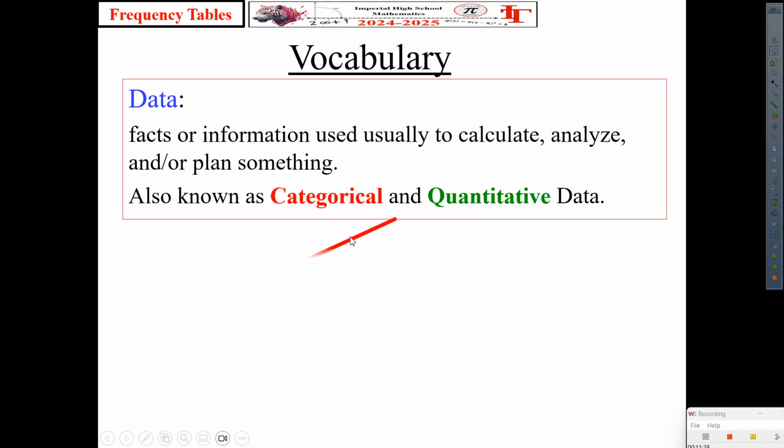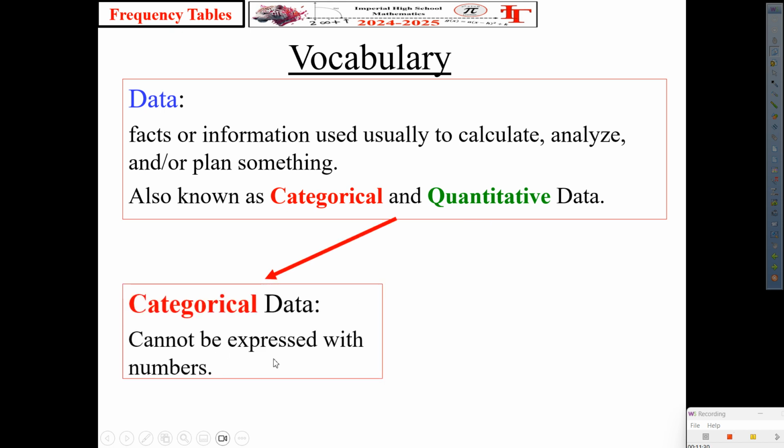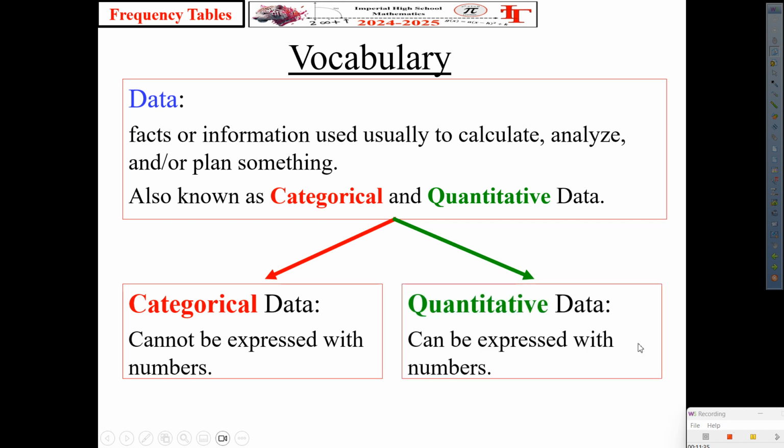What's the difference from one to the other? Well, categorical cannot be expressed with numbers. Quantitative can be expressed with numbers. So do me a favor. On your paper, you're going to write the word data, and then write this box and that box underneath. And copy that information. Go.